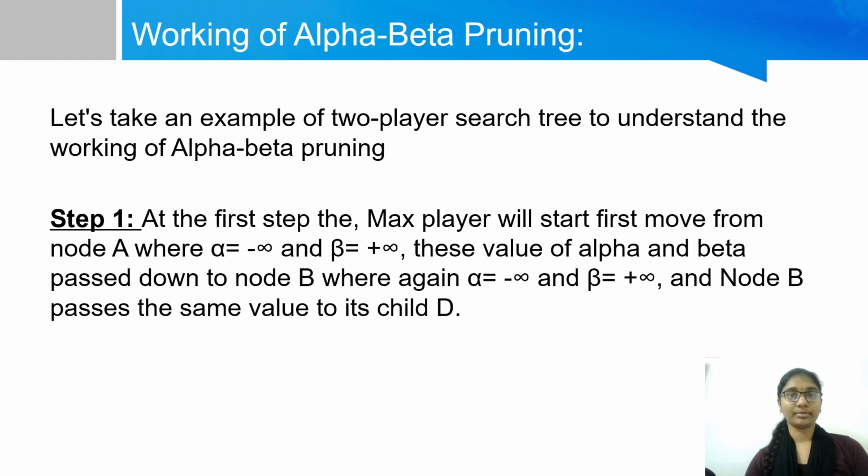Working of alpha beta pruning. Let's take an example of a two-player search tree to understand the working of alpha beta pruning. In step 1, the max player will start the first move from node A, where alpha is equal to minus infinity and beta is equal to plus infinity. Initially we assign the value of alpha as minus infinity and beta as plus infinity. These values of alpha and beta are passed down to node B, where again alpha is equal to minus infinity and beta is equal to plus infinity, and node B passes the same values to its child D.